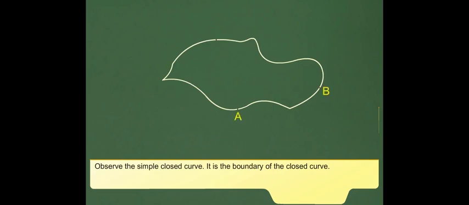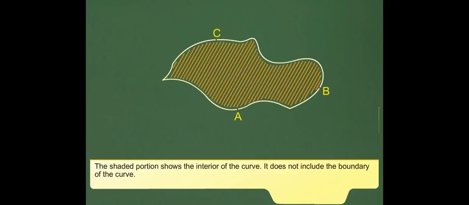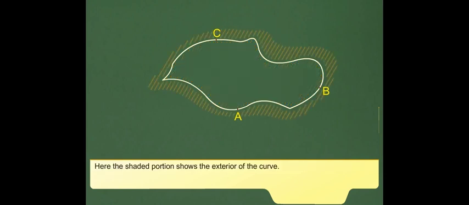Observe the simple closed curve. It is the boundary of the closed curve. The shaded portion shows the interior of the curve. It does not include the boundary of the curve. Here the shaded portion shows the exterior of the curve.